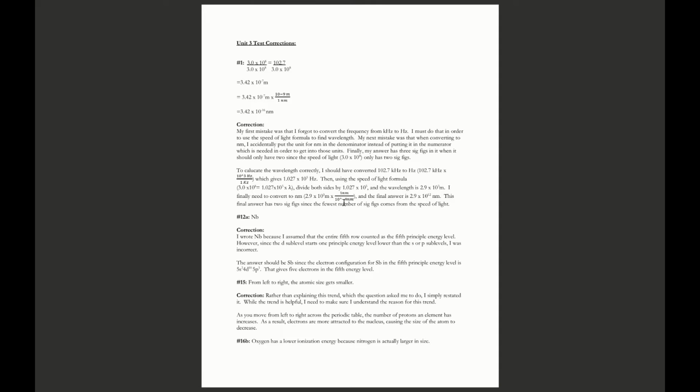So I've clearly explained what I did wrong. Now I'm going to explain how to do it correctly. To calculate the wavelength correctly, I should have converted 102.7 kilohertz to hertz. And I show that conversion right there, and then I show what I got. Then, using the speed of light formula, and I show the formula, divide both sides by my frequency, and the wavelength is 2.9 times 10 to the 3rd meters. Then I need to convert that into nanometers, and I show that conversion.